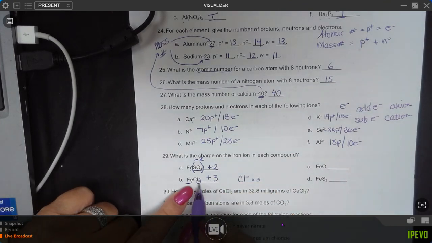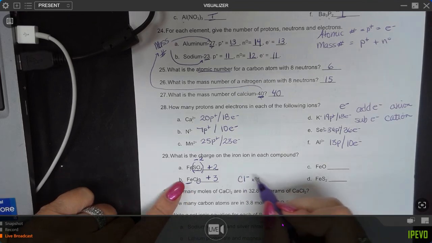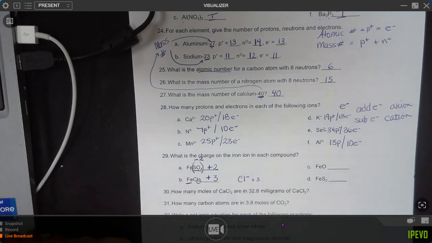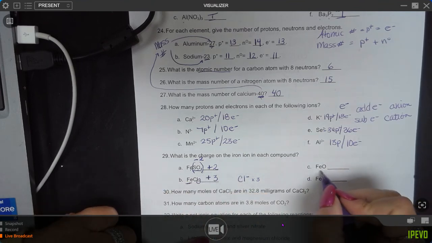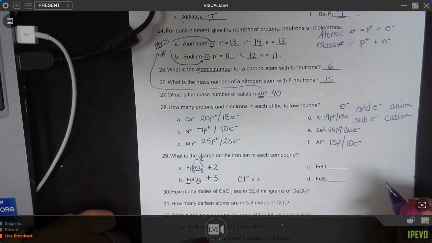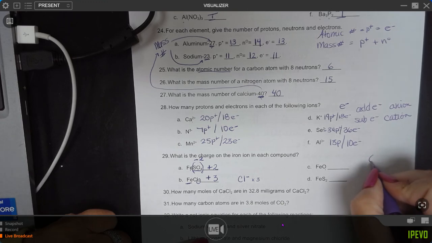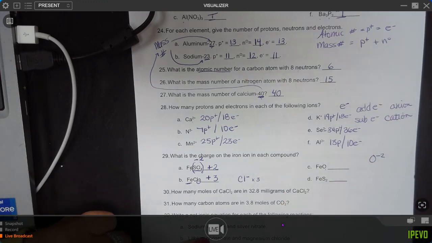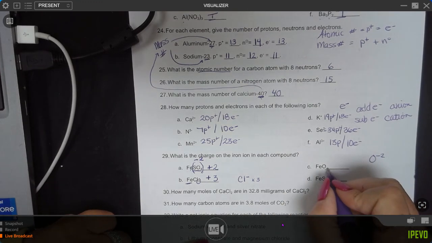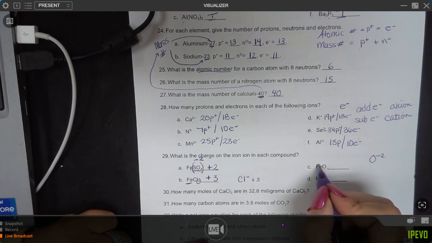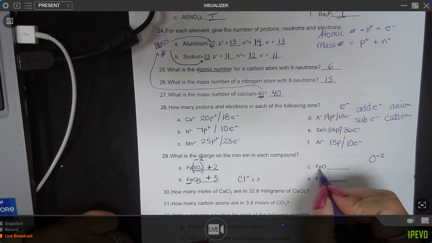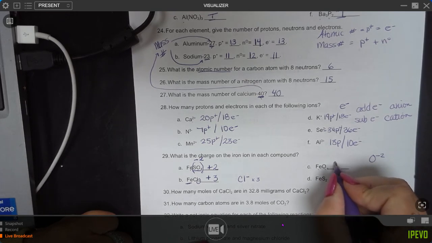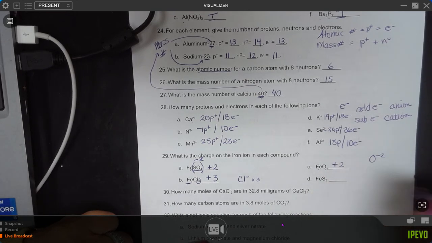Okay, and I know some of you know that you can crisscross this. You should always make sure that it makes sense. For example, here's a perfect example. Iron oxide. We know that oxygen has a -2 charge. If we tried to do the crisscross, we would just take this 1 up there, but that's not right because oxygen has a -2 charge, so this iron has to have a +2 charge.